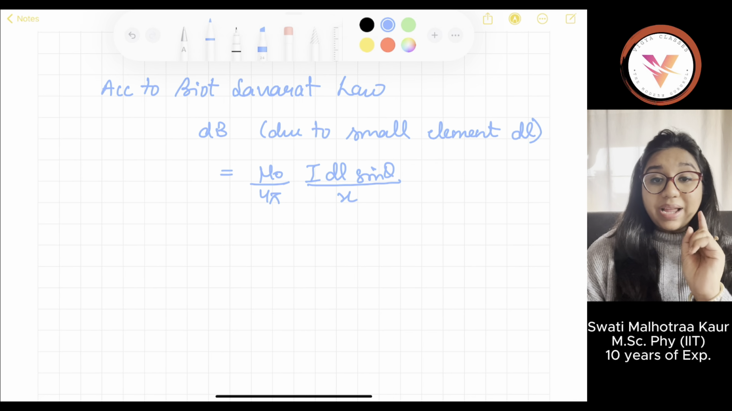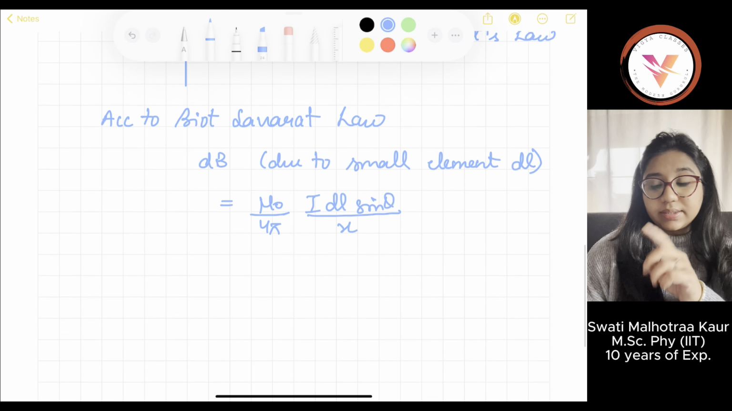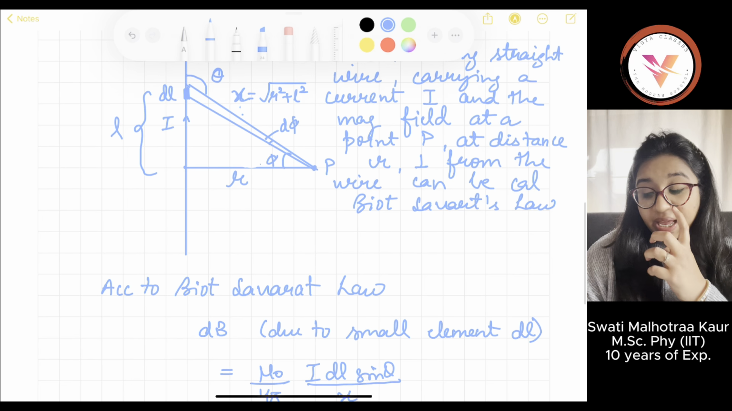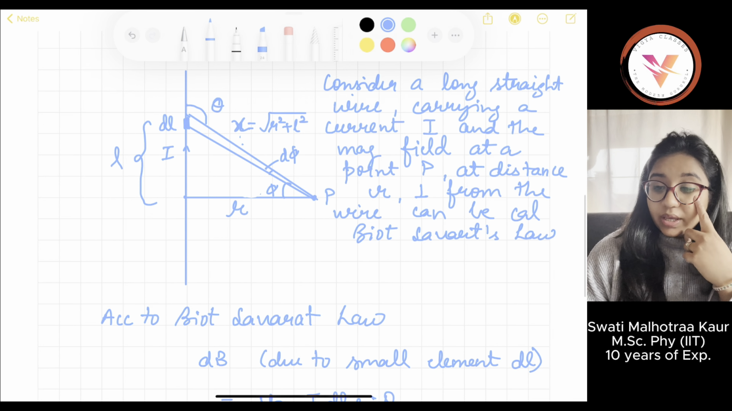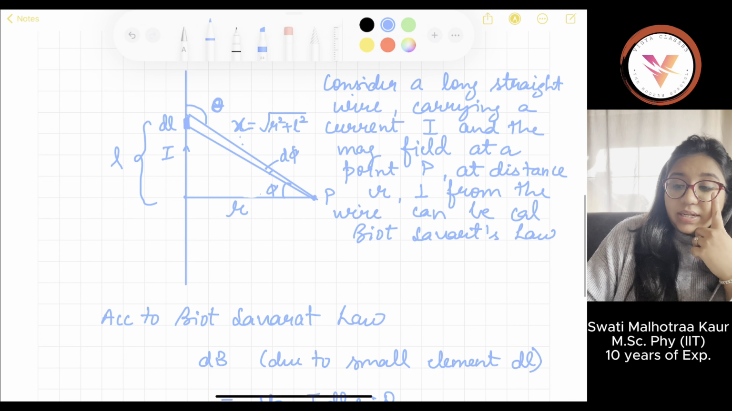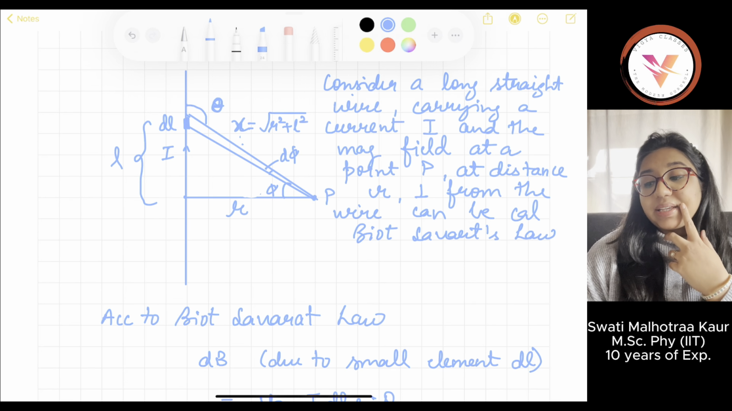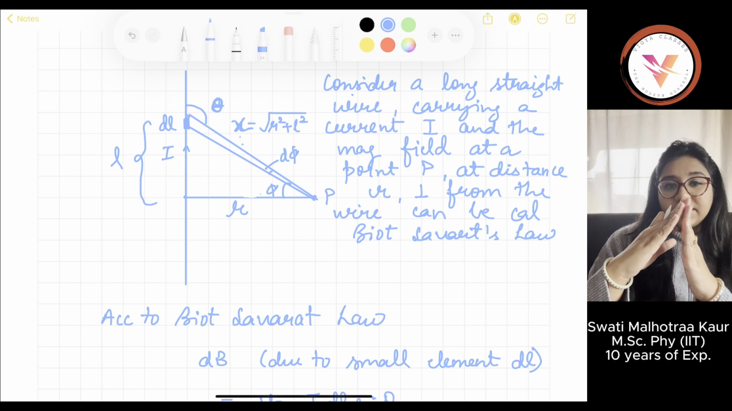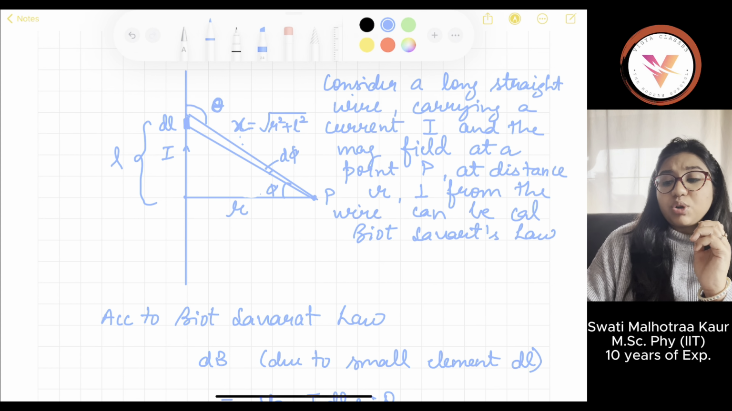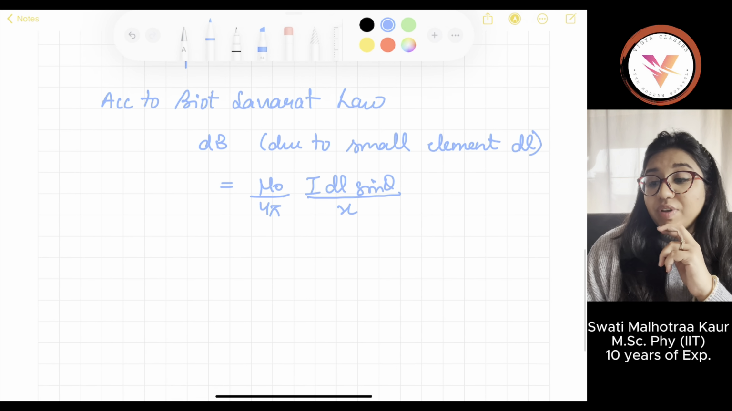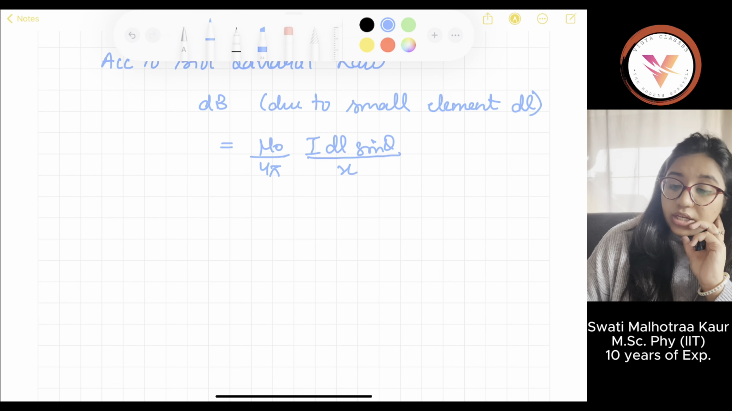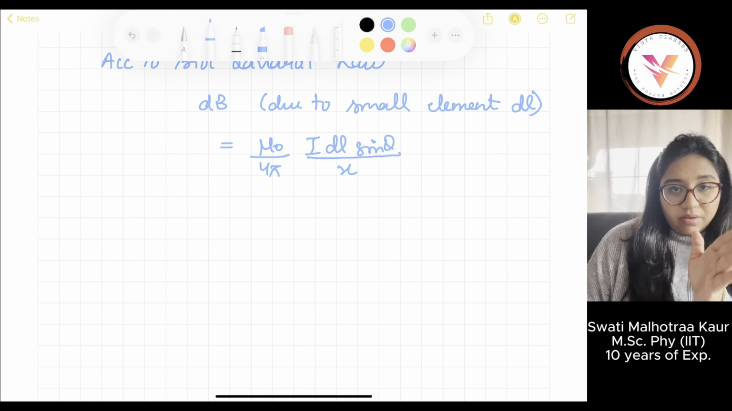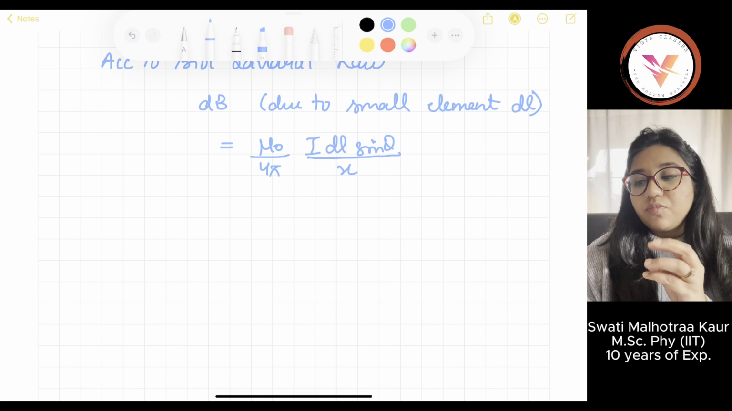Now, to calculate the total magnetic field, we have to integrate this term. To integrate this term, dl is a variable, and we have to replace the sin theta also, and x is also changing, because if the wire is this, then the value of x changes because l is changing. So we have to substitute all these things. So what we can do, we can substitute one by one.